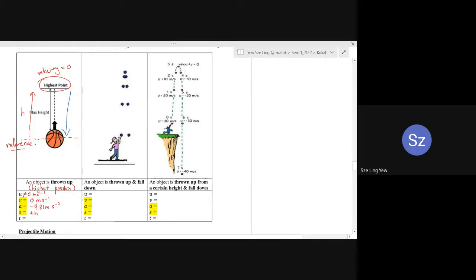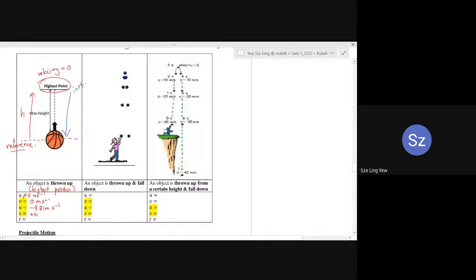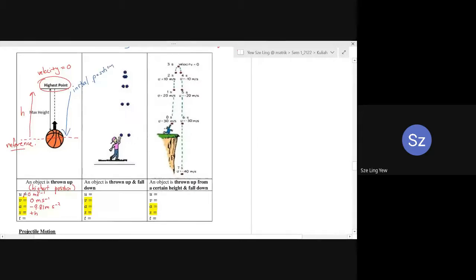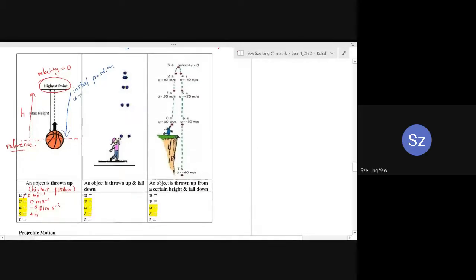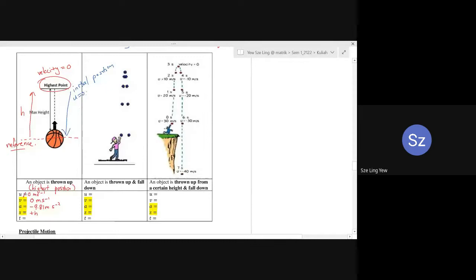Alright. So just now we have the ball's starting point as the initial position. Now what happened if you assume your object dropped from the highest point? Then we are going to take here as the initial position. In this case, we say u equals 0.